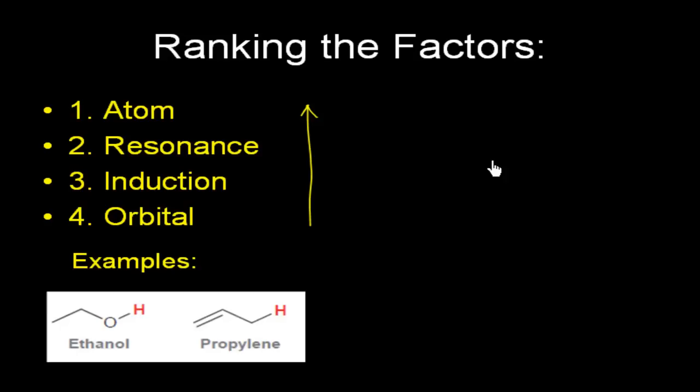Now let us say I have some example. I have this molecule; in one case I will have negative charge on oxygen, in the other case negative charge on carbon. So I have to look at these factors. The first factor is atom. Atom is enough to decide, because in one case I have negative charge on oxygen. Oxygen is more electronegative than carbon, so the hydrogen attached to oxygen in ethanol is more acidic.